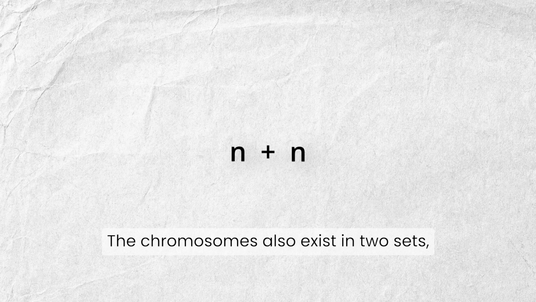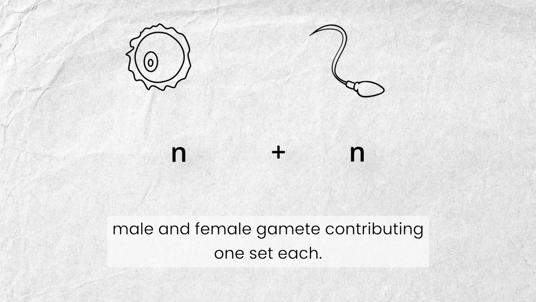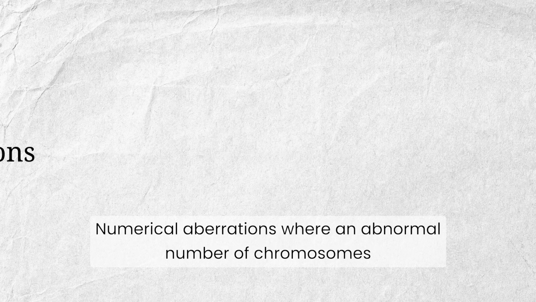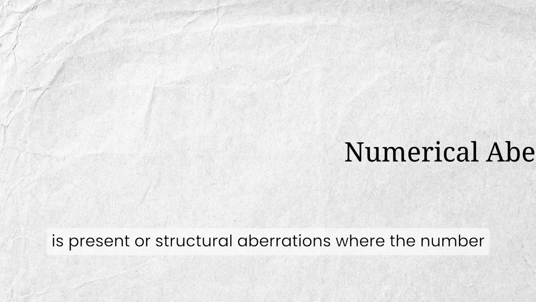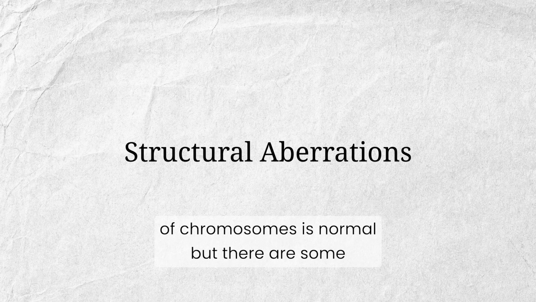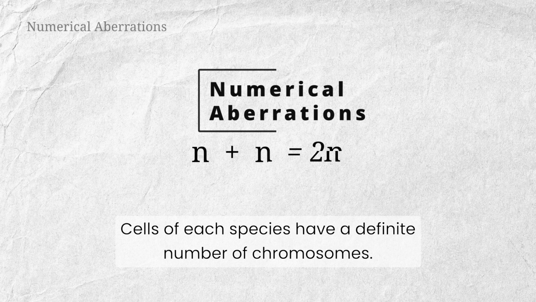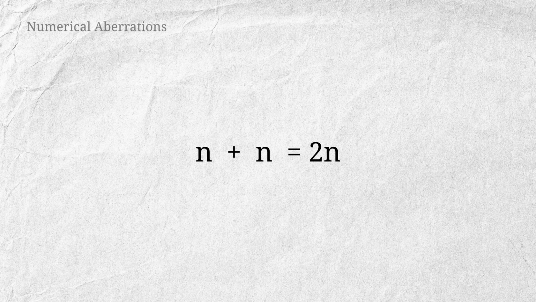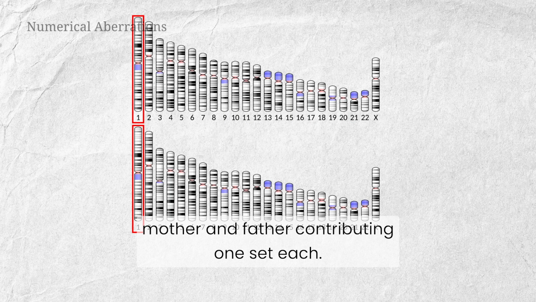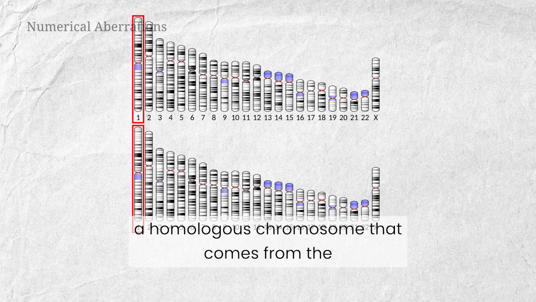Each species has a definite number of chromosomes. The chromosomes also exist in two sets, male and female gametes contributing one set each. Chromosomal aberrations can be of two types: numerical, where an abnormal number of chromosomes is present, or structural, where the number of chromosomes is normal, but there are some structural abnormalities in the chromosomes. Cells of each species have a definite number of chromosomes. The chromosomes also exist in two sets, mother and father contributing one set each. For each chromosome from one set, there is a homologous chromosome that comes from the other set.